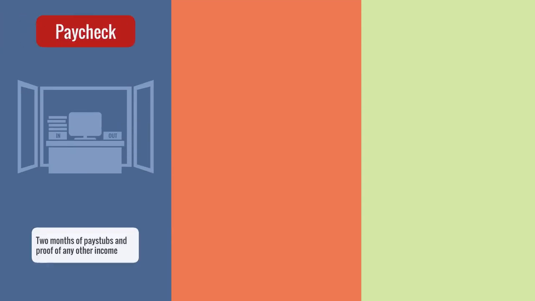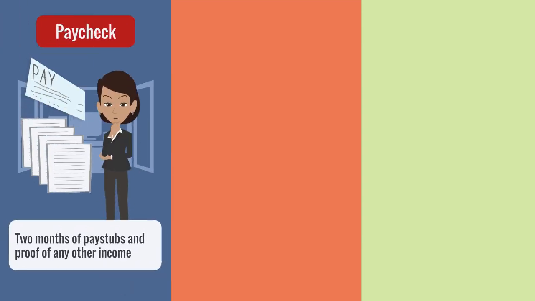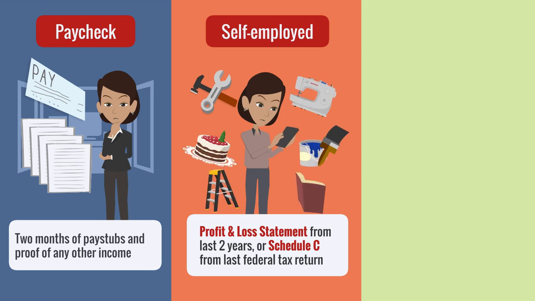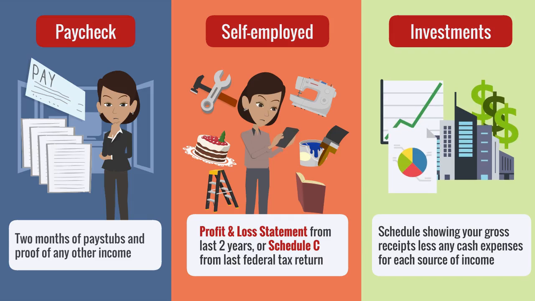If you get a regular paycheck from your employer, you will need 2 months of pay stubs and proof of any other income. If you are self-employed, you will need a profit and loss statement for the last 2 years or the Schedule C from your most recent federal tax return. If you have investment income, you will need a schedule showing your gross receipts less any cash expenses for each source of income.